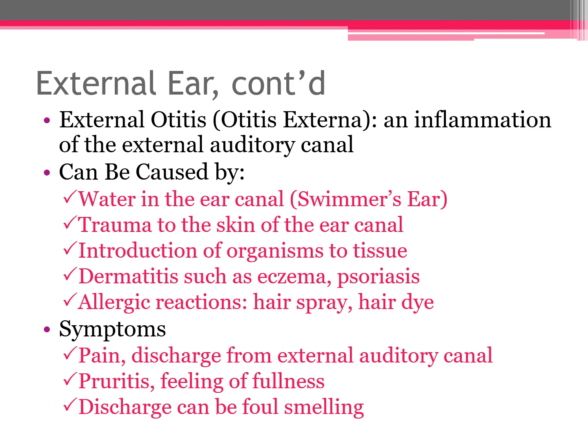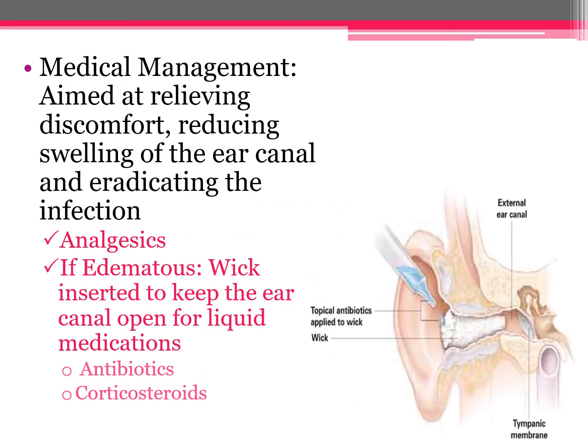External otitis, or otitis externa, is an inflammation of the external auditory canal. It can be caused by several things: water in the ear canal, known as swimmer's ear, trauma to the skin of the ear canal, introduction of organisms to the tissue in there, dermatitis such as eczema and psoriasis, allergic reactions, hairspray, hair dye. Some of the things that your patient will report include pain, discharge from the external auditory canal, pruritus, feelings of fullness, and sometimes the discharge can be foul smelling.